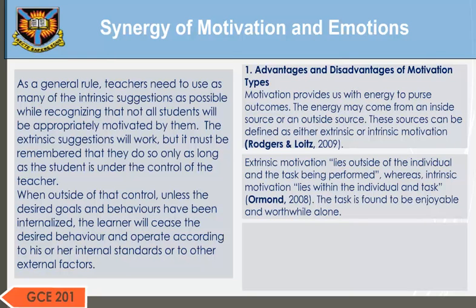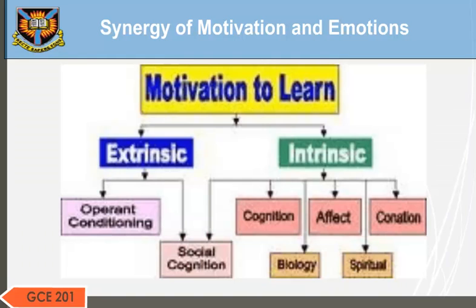Advantages and disadvantages of motivation types. Motivation provides us with energy to pursue outcomes. The energy may come from an inside source or an outside source. These sources can be defined as either intrinsic or extrinsic motivation. Extrinsic motivation lies outside of the individual and the task being performed, whereas intrinsic motivation lies within the individual and the task. The task is found to be enjoyable and worthwhile alone.